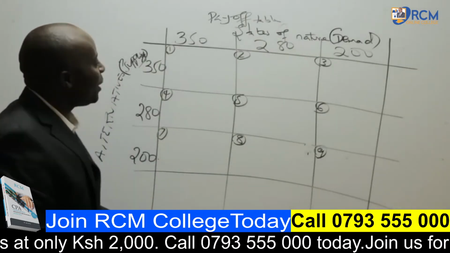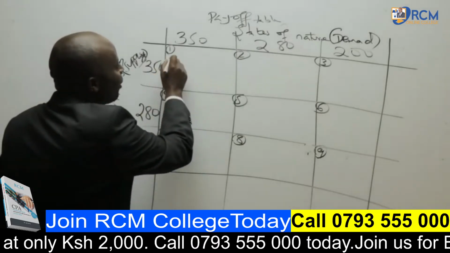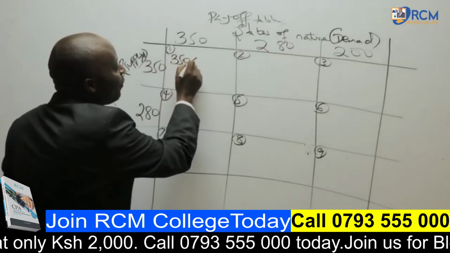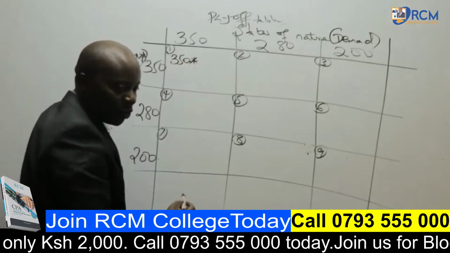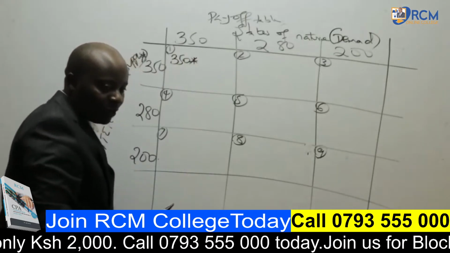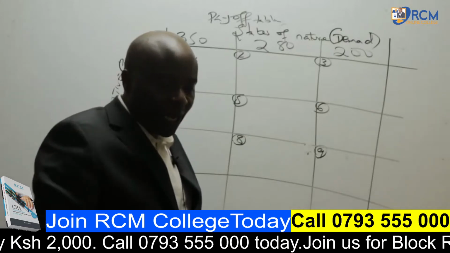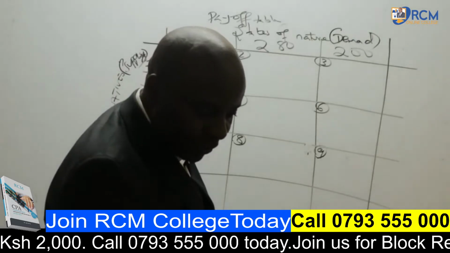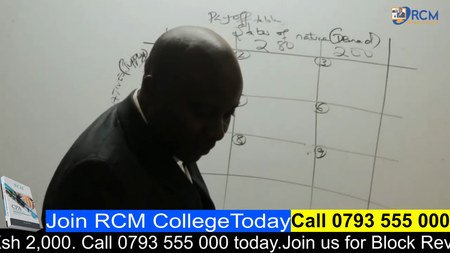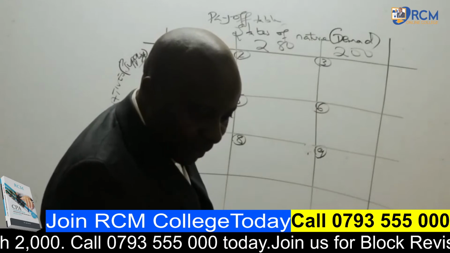So in short here, I'm going to supply 350. Then my revenue, if you can remember from your quantitative analysis, will be price times what here? Price times quantity. Revenue will be price times quantity.